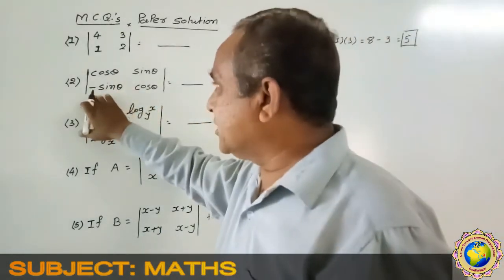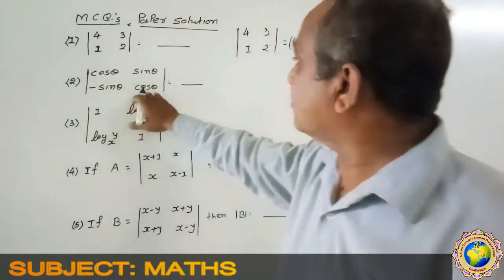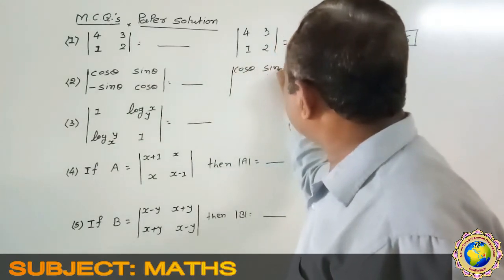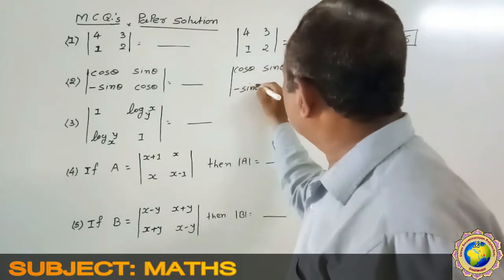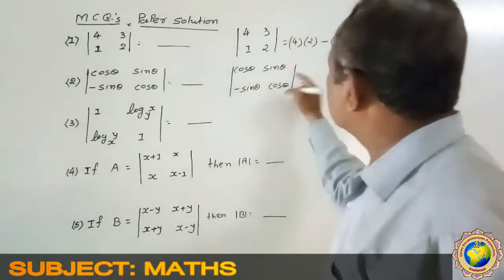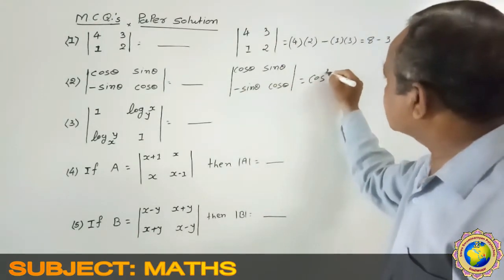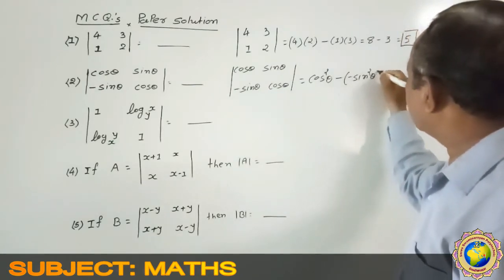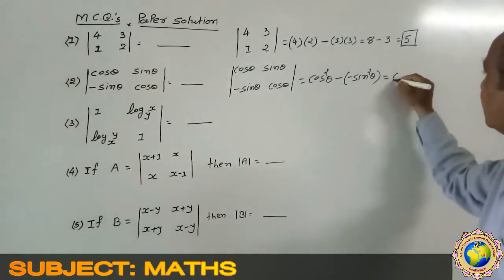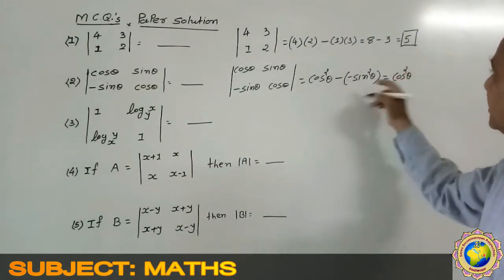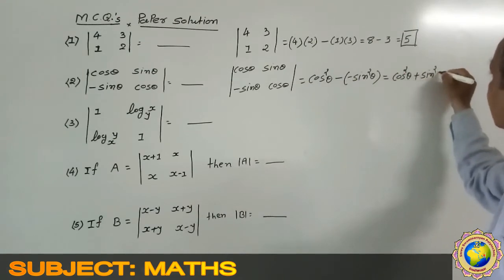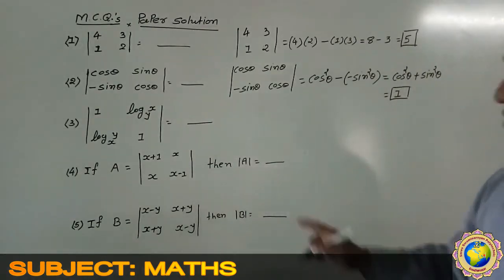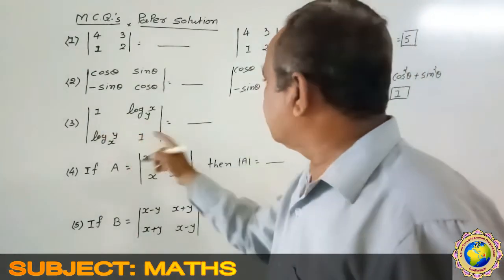Now second, similarly: cos theta, sin theta, minus sin theta and cos theta. So cos times cos is cos square theta, minus sin times minus sin, which is minus sin square theta. Minus and minus is plus, so cos square theta plus sin square theta is 1. Your answer is 1.